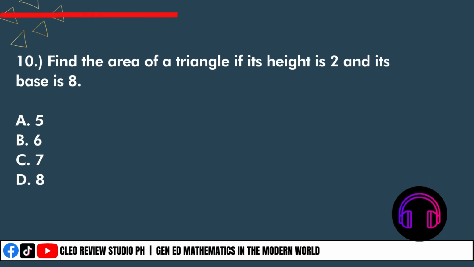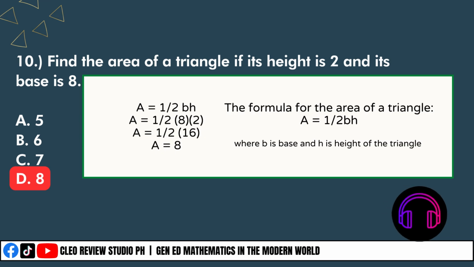Find the area of a triangle if its height is 2 and its base is 8. A5, B6, C7, D8. The correct answer is letter D, 8. Apply the formula for the area of a triangle, then solve.